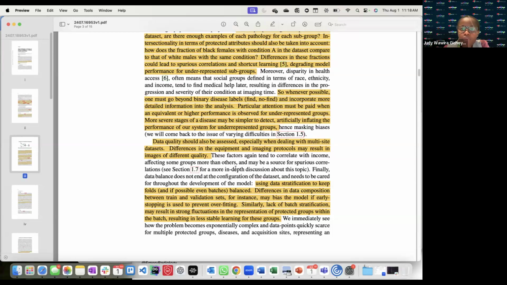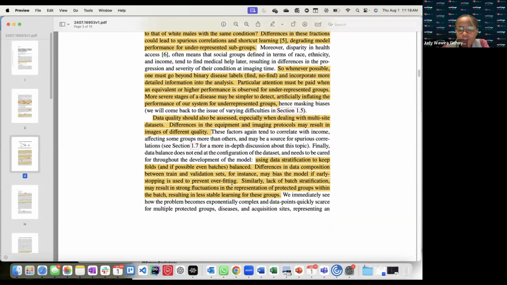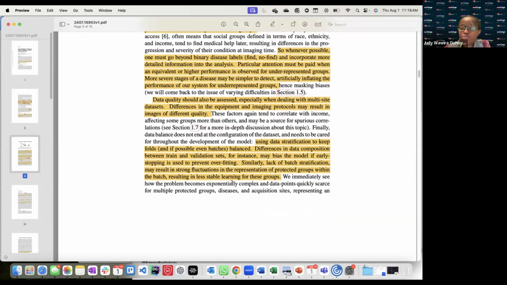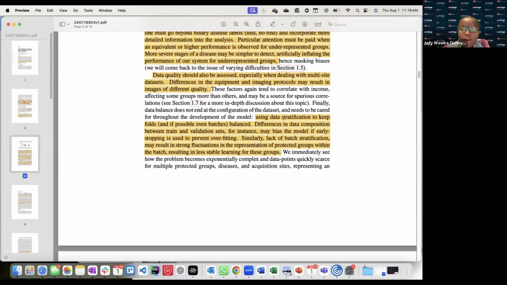And if you remember, Professor Gichoya, who's actually in the room and visiting us, discussed predicting race from the metadata of the chest x-ray, showing that you still can do that. And so finally, data balance is not just about the configuration of the data set, but you have to think about this throughout the development of the model.